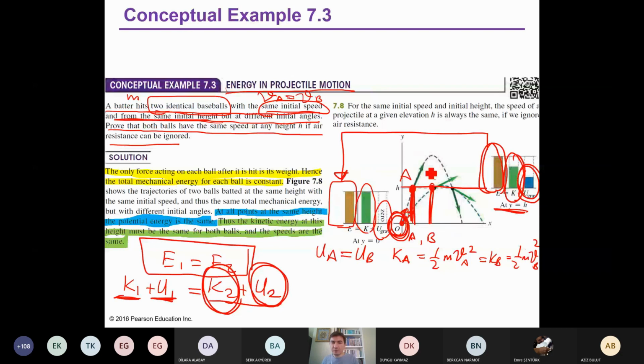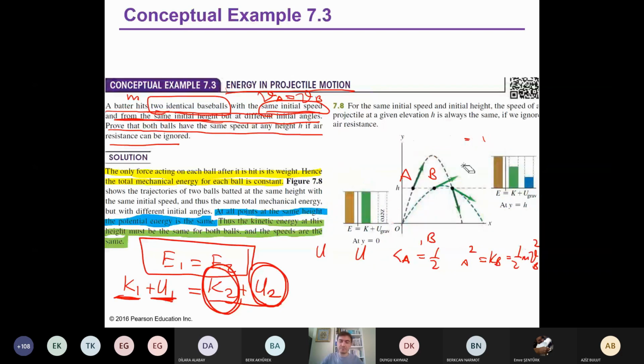And at the maximum height, for example, for this ball A, kinetic energy is 0, okay, and gravitational potential energy is maximum. For this ball, it happens here. Okay, any question here? I hope it is clear.